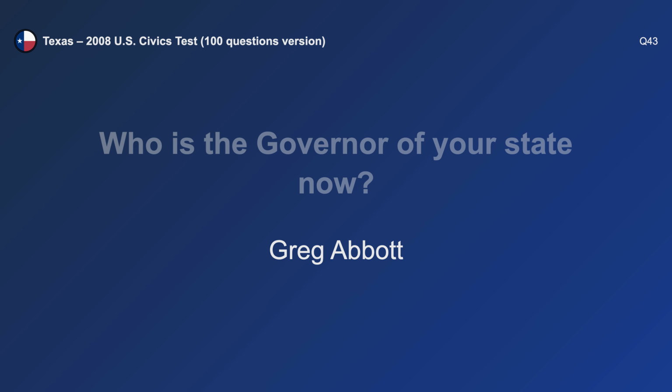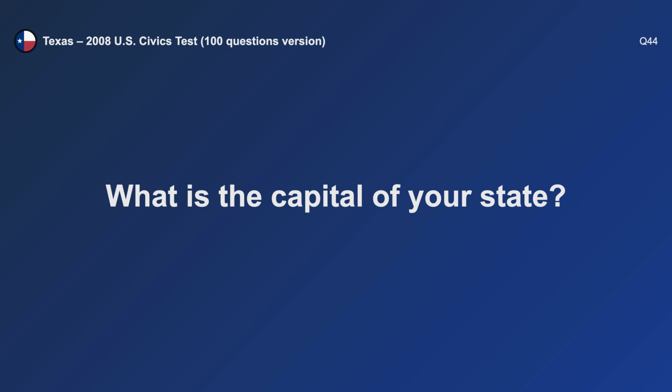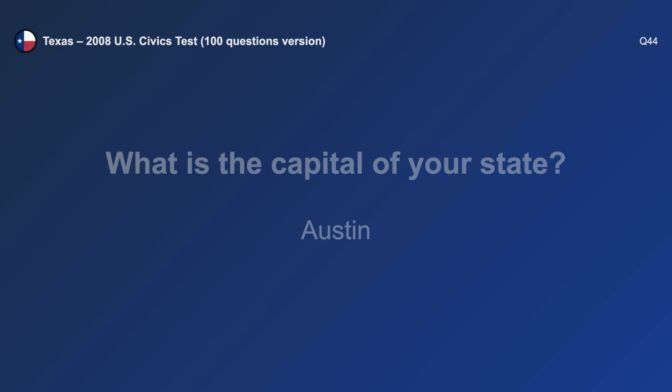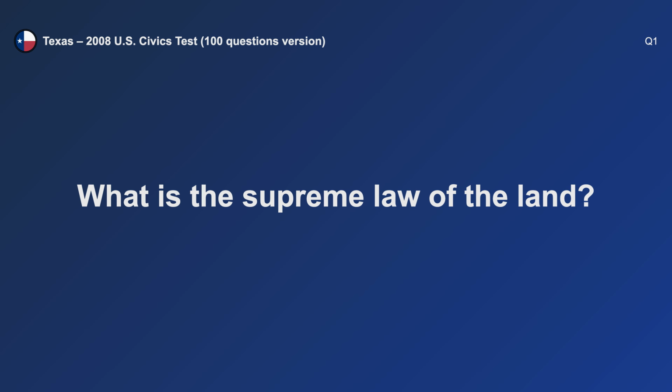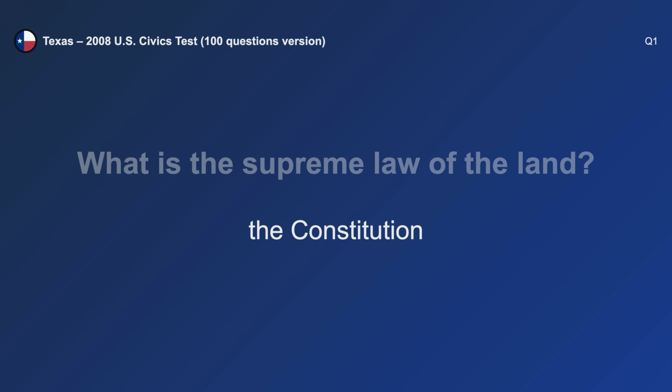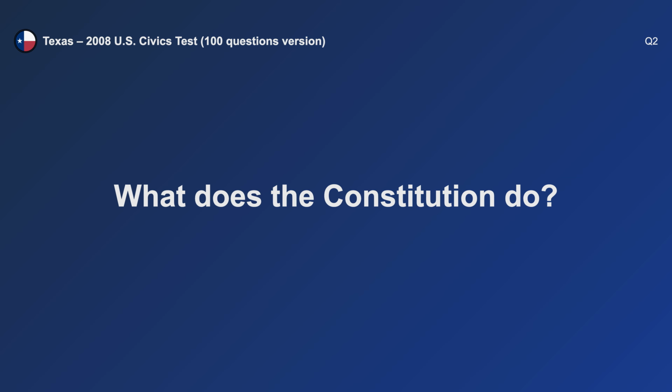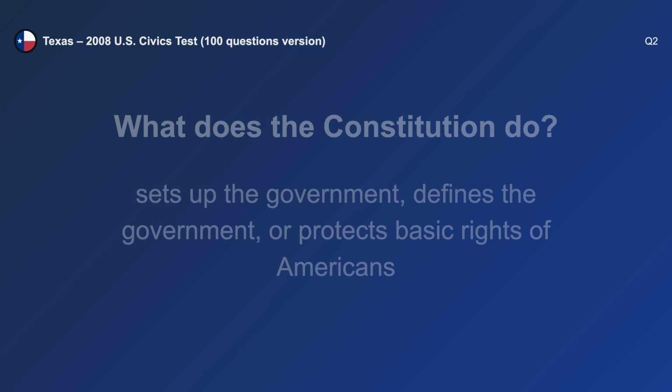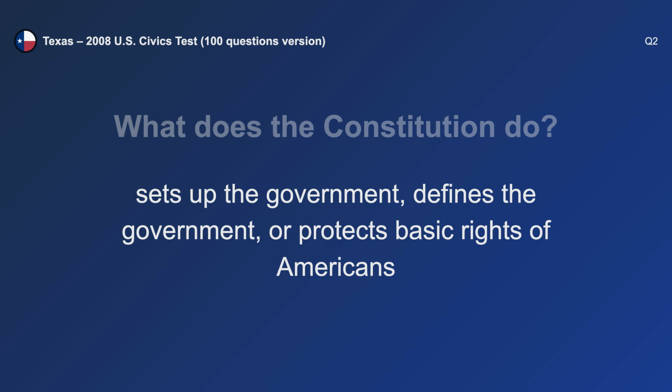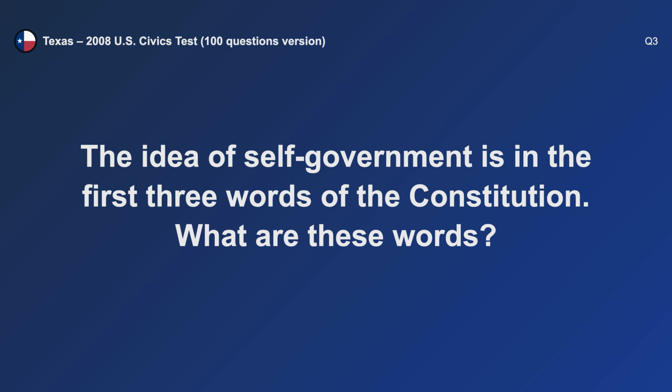Greg Abbott. What is the capital of your state? Austin. What is the supreme law of the land? The Constitution. What does the Constitution do? Sets up the government. The idea of self-government is in the first 3 words of the Constitution.